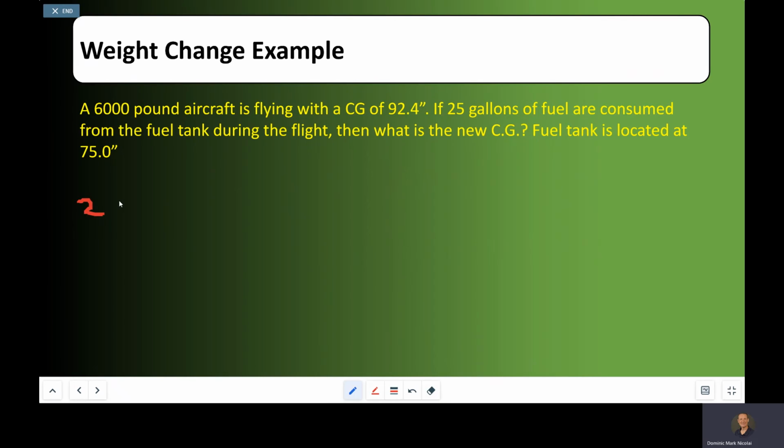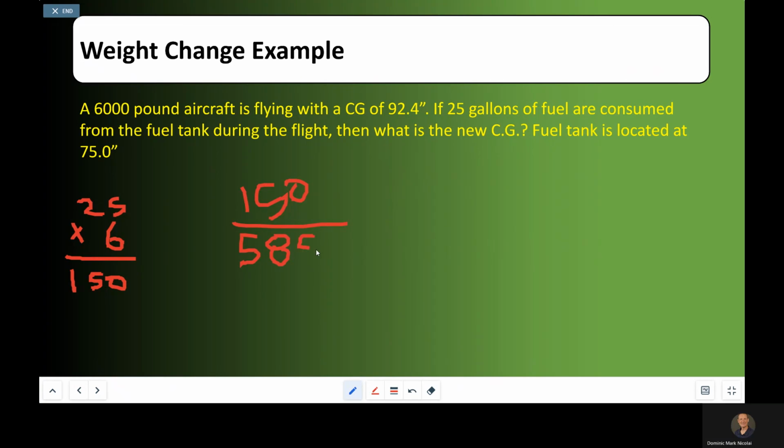All right, so obviously we got our 25 gallons of fuel times 6 pounds per gallon. So it's going to give us, what, 150 pound change. So that's our small weight, 150 pounds, divided by the new weight. Our new weight is 150 pounds less, 5,850. We're going to set that equal to the delta center of gravity.